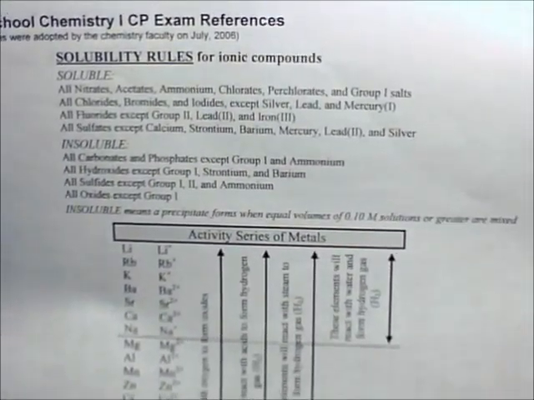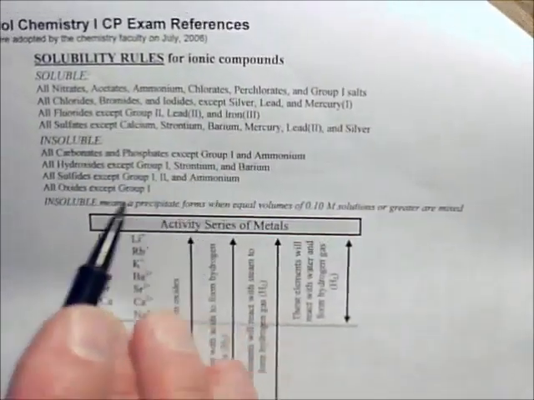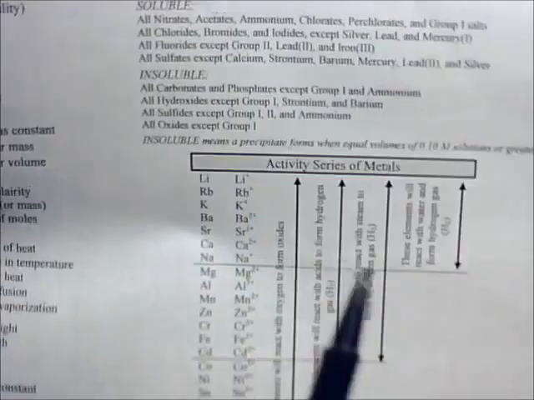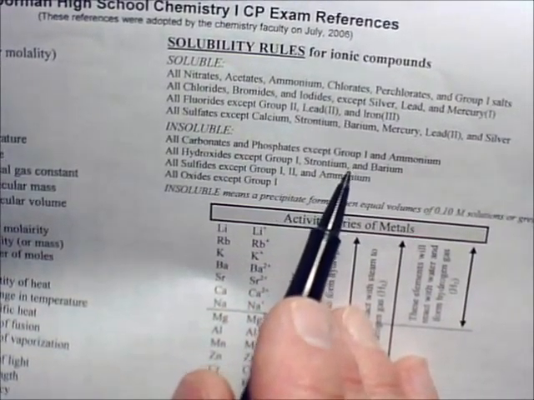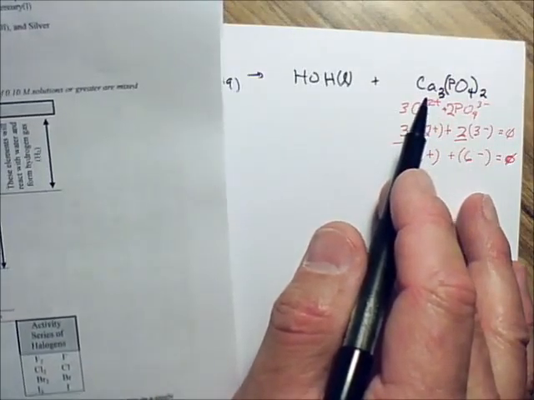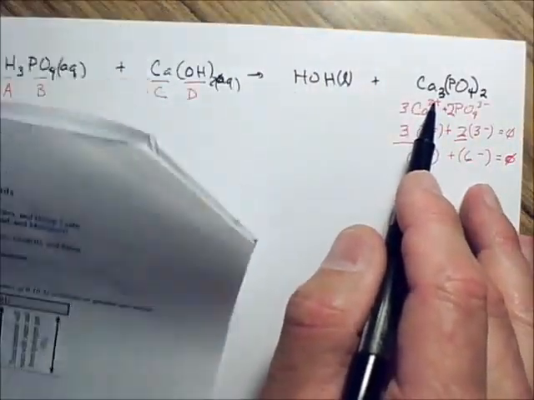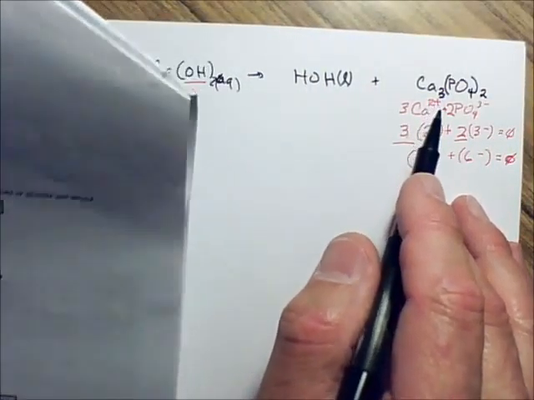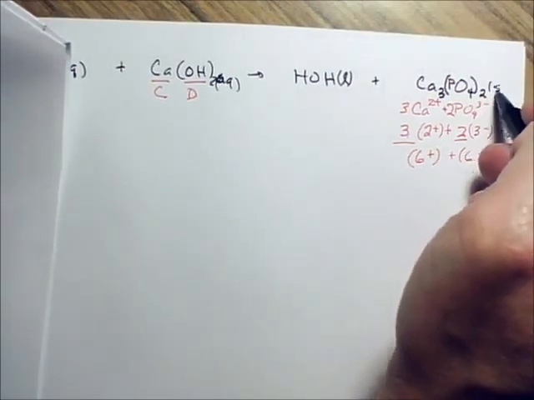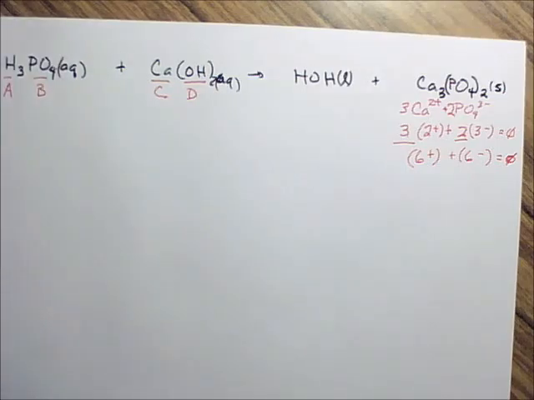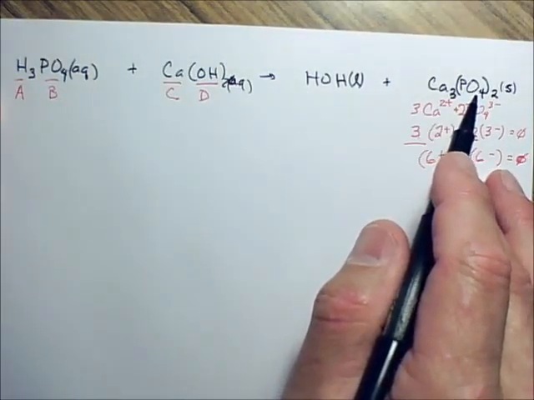Everybody found it? Insoluble. Okay, phosphates are insoluble. So most phosphates are going to be solids. The exceptions would be when phosphates are bonded with a group 1 metal. That's not group 1, that's group 2, so it's not that. Or when phosphates are bonded with ammonium, and that's not ammonium. So there's no exception for calcium. So the phosphate has to remain a solid. So we'll put solid here. Okay? All right.